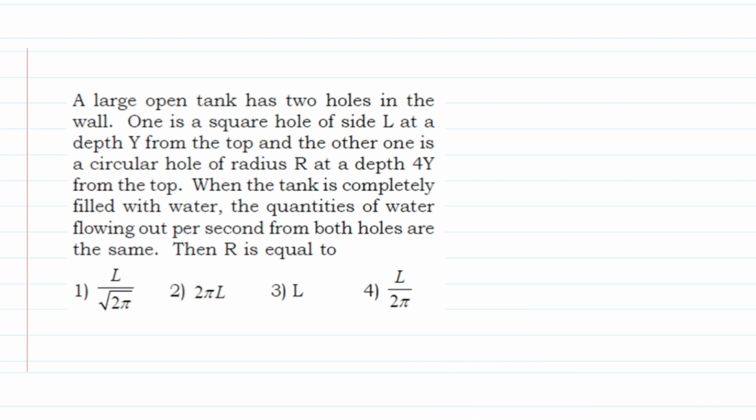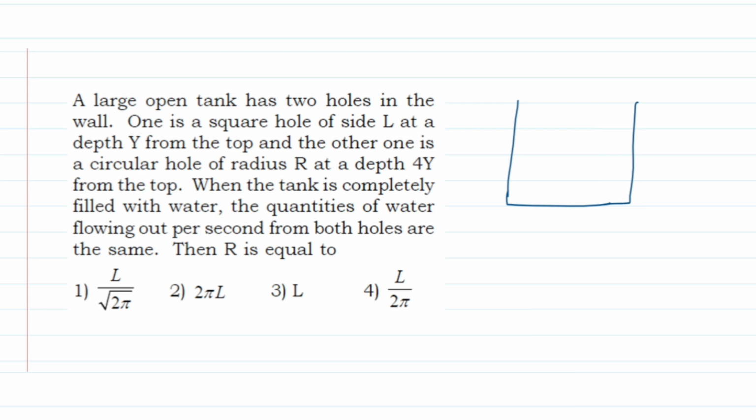Look at the next question, students. A large open tank has two holes in the wall. One is a square hole of side L at a depth Y from the top, as given. A large tank has two holes in the wall.